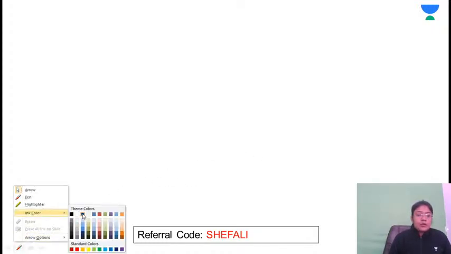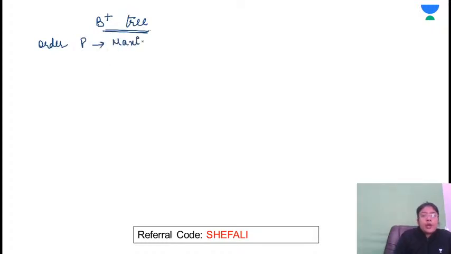Next we have B plus tree. Already we know the difference between B tree and B plus tree. In B plus tree, sequential access and random access are allowed. How is it allowed? Okay, so basic terms are same. For example, if order of P is given to you, this represents the maximum number of pointers in a tree.